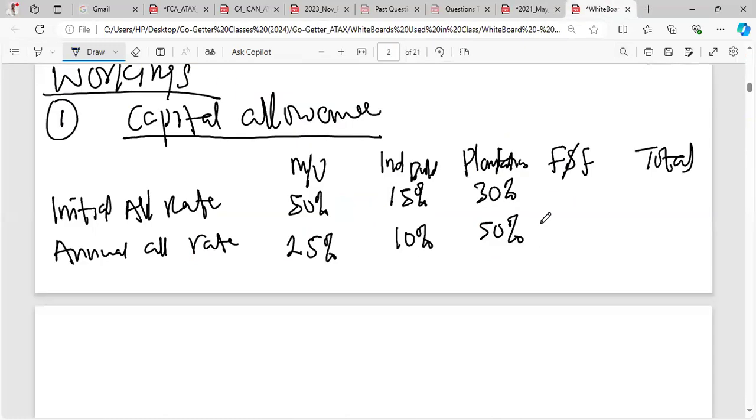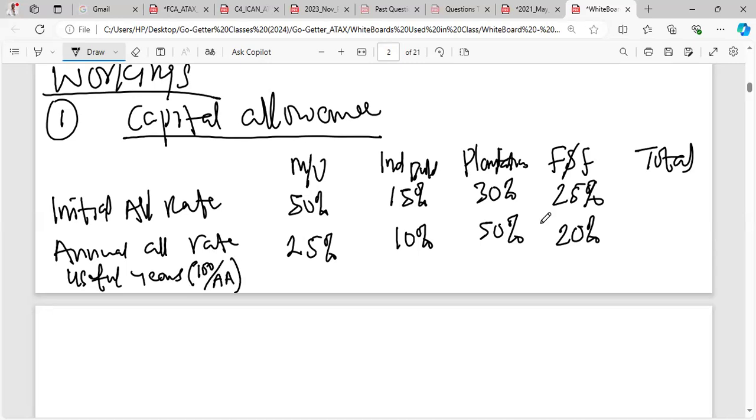25 and 20. So what does this mean? I can come here again and say useful years. This is not normally required of you in the exam, but you need to know how to get your useful years. I will just say useful years will be 100 all over annual allowance rate.